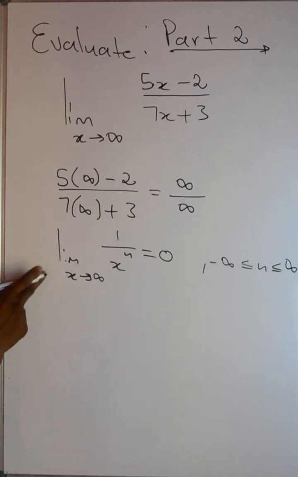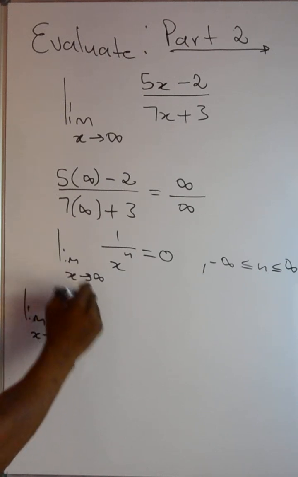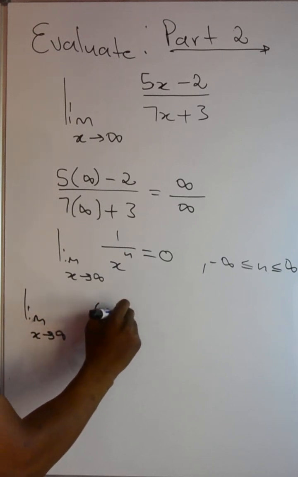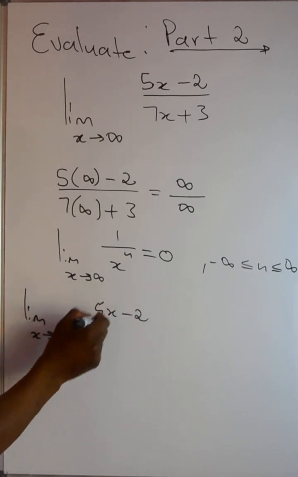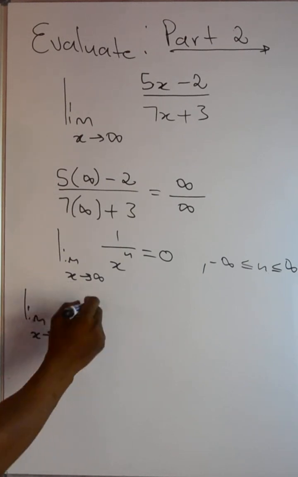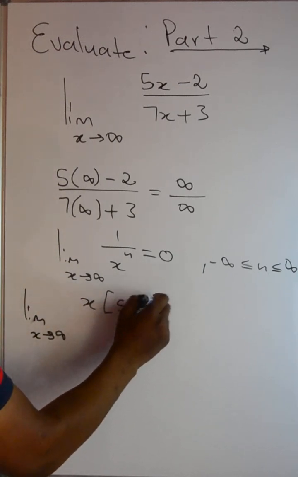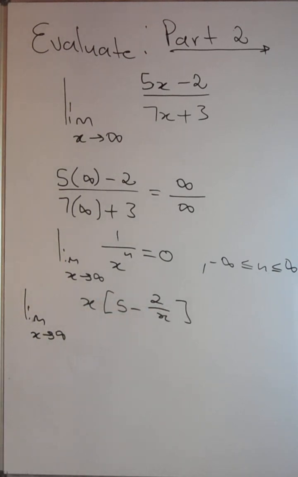So now we are going to solve this in a way that we have something like this. The limit of x approaching infinity of 5x minus 2. Here we are going to take this x and take it outside the bracket. If we factorize this, we are going to have x, and then here we are going to have 5 minus 2 over x, because we are making x the common factor. If I multiply into the brackets by x, I'm going to get 5x minus 2.